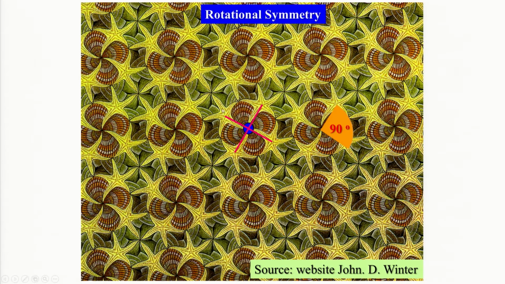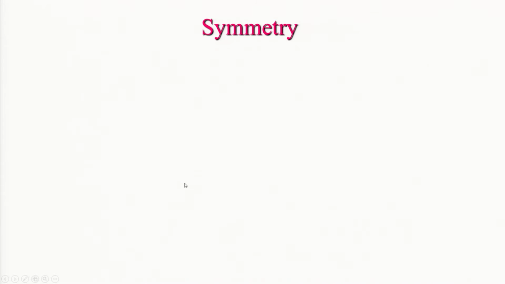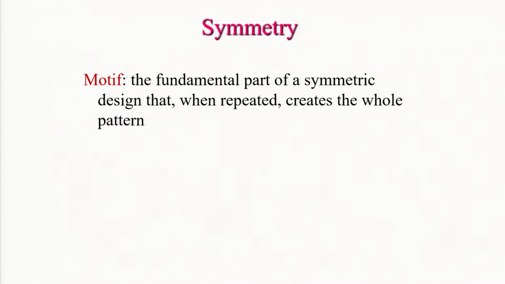This is also applicable to all these other features. And once you have this, you can translate along a particular direction, so the entire pattern is developed. Now, the important thing here is that we need to know three important definitions. The first is we need to know what a motif is. Motif is the fundamental part of a symmetry design that when repeated creates the whole pattern. So, in that particular diagram, the motif was that shell.